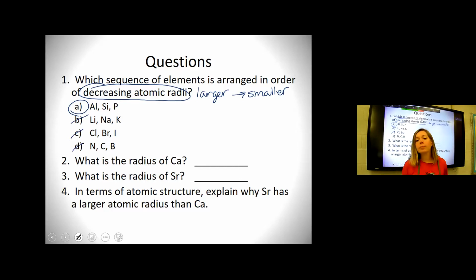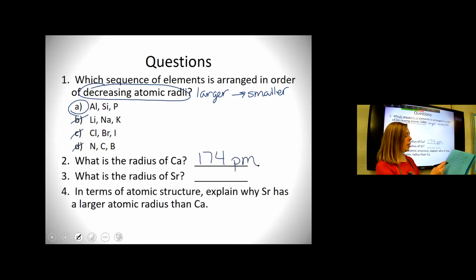All right, number 2, what is the radius of calcium? Clearly, we have to use table S to get that answer. So we go to calcium, atomic number 20, and its radius is 174 picometers. All right, Sr. So we keep going down the table. Sr is atomic number 38, and its radius is 190 picometers.